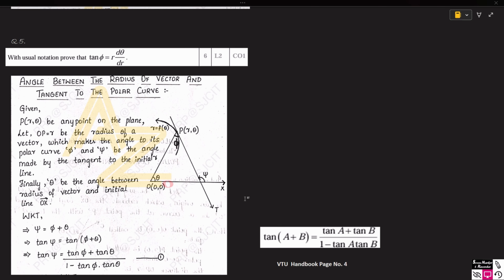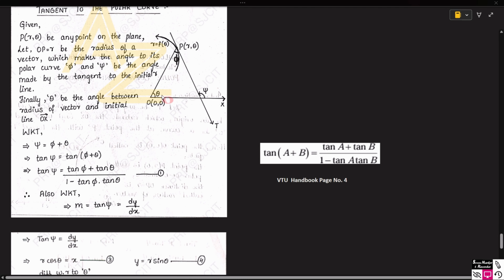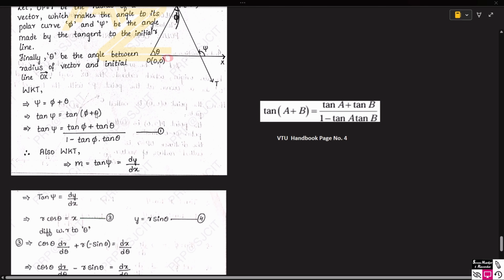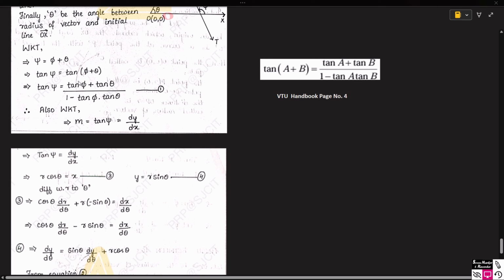Okay, so we know that the sum of the interior angles, which are theta and phi, equal to psi. So we are writing it down, psi equal to phi plus theta, and we are applying tan on both sides. Okay, I'm applying tan on both sides. So here we can see tan of phi plus theta, which is in the form of tan of a plus b. Taking it from the handbook page number 4, we are plugging in phi plus theta as it is. Also we know that the slope m equal to tan psi equal to dy by dx.